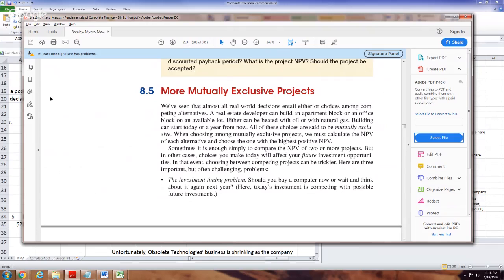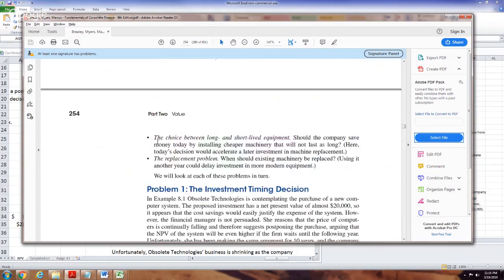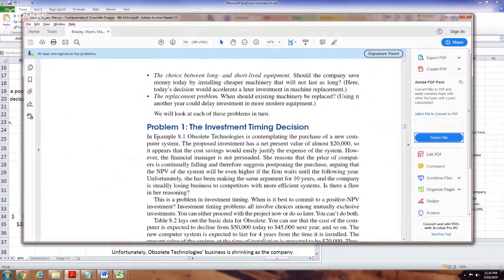So we've seen real world decisions, either-or choices, competing alternatives, and here you can see the mutually exclusive future investment opportunity. You have the whole thing in there, and you have some of the definitions of investment timing. Like I said, this is PDF page 253. You guys can just read this on your own when you have a chance. You should be reading the textbook, especially the online folks.